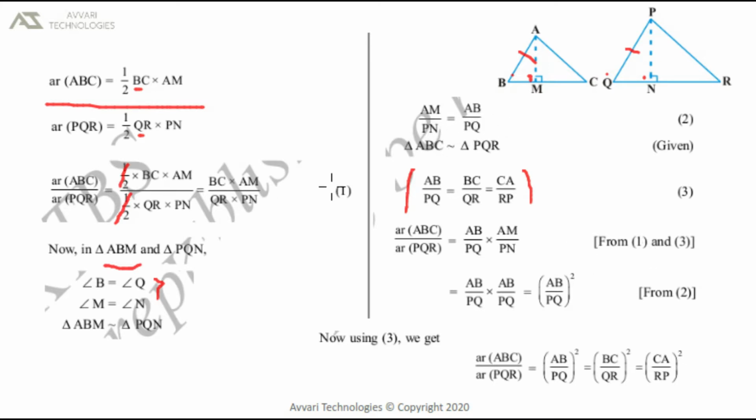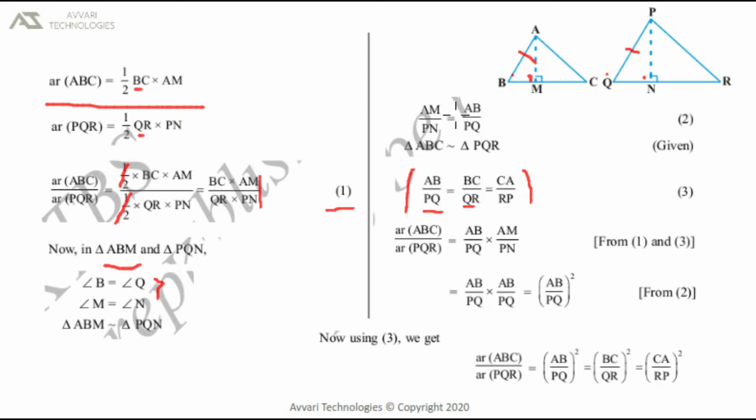So from equation 1, we have area of triangle ABC by area of triangle PQR is equal to, we are replacing BC by QR with AB by PQ. The equation 1 becomes AB by PQ into AM by PN. AM by PN remains as it is. We are just replacing BC by QR with AB by PQ from equation 3. That is one part. And you can notice one more thing.